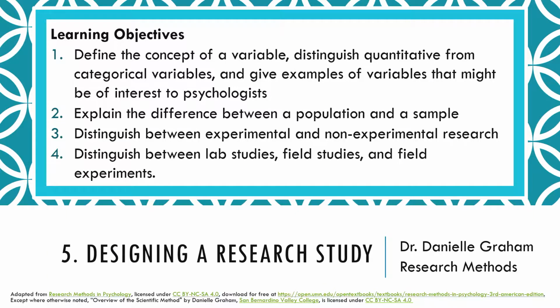Designing a research study. The learning objectives for this section are: 1. Define the concept of a variable, distinguish quantitative from categorical variables, and give examples of variables that might be of interest to psychologists. 2. Explain the difference between a population and sample. 3. Distinguish between experimental and non-experimental research. And 4. Distinguish between lab studies and field experiments.